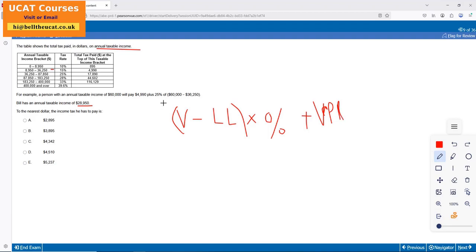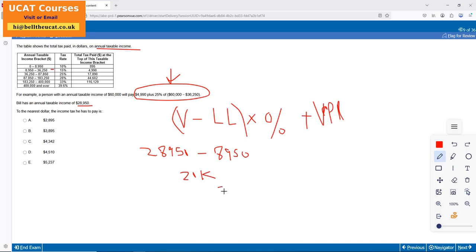So one more time, the general formula is something like this. The value is 28,950, which belongs in the second bracket. What's the lower limit of that? LL means lower limit: 8,950. You could do it in your head. 28,950, take away 8,950, gives 20,000. So I've got 20k.